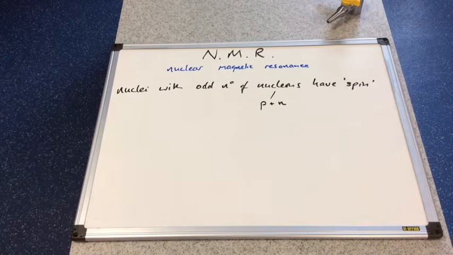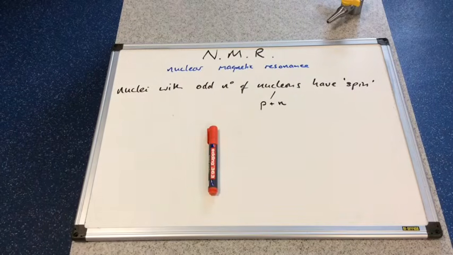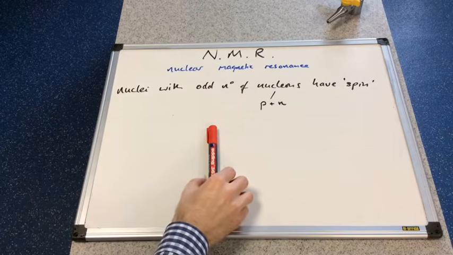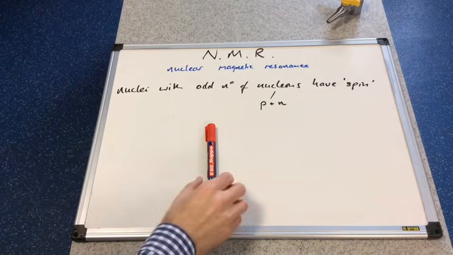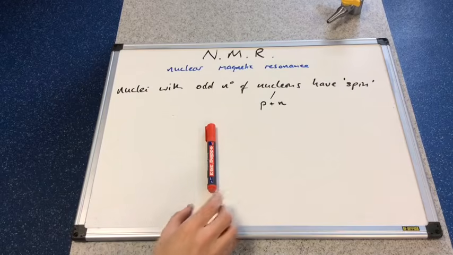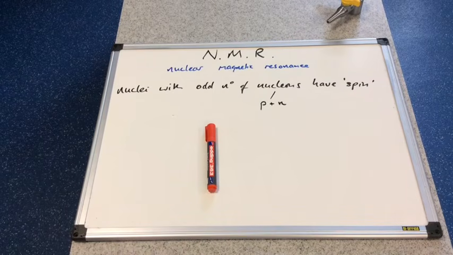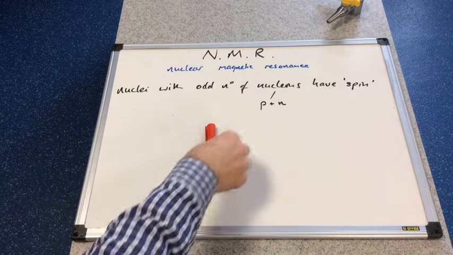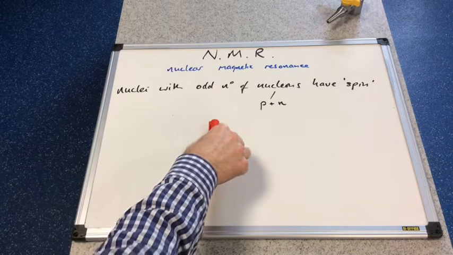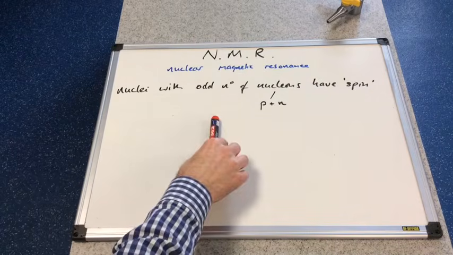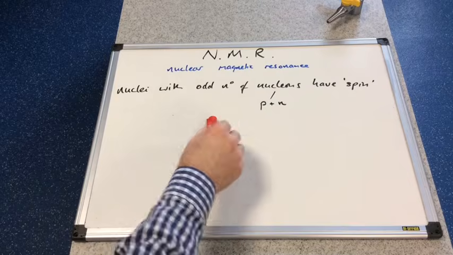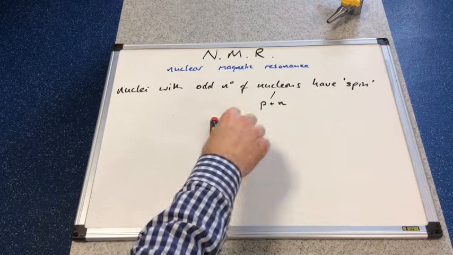spin. So if my whiteboard pen here represents the nucleus of one of these nuclei, the property of spin means it can have a magnetic moment, which basically just means it can act like a tiny little bar magnet. So magnets can either spin in one direction or they can spin in another direction. So they can be north, if you like, or south.